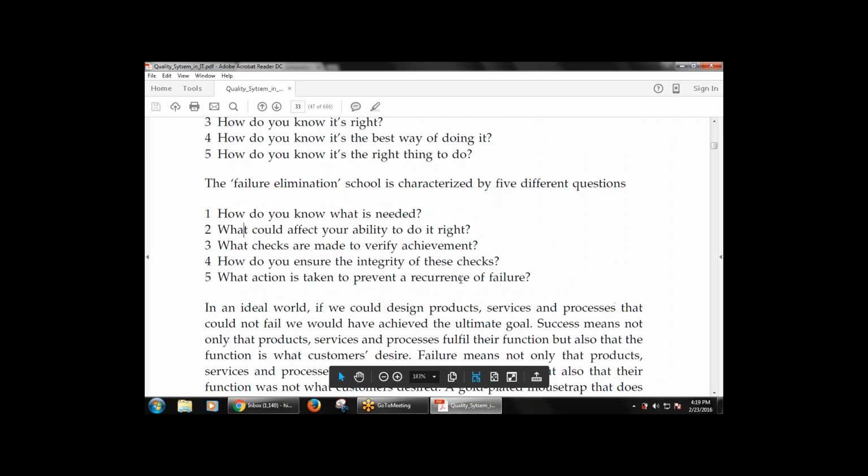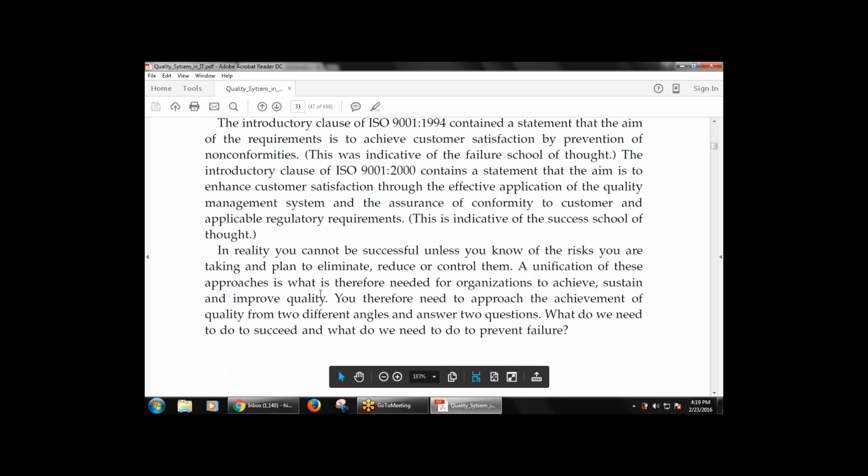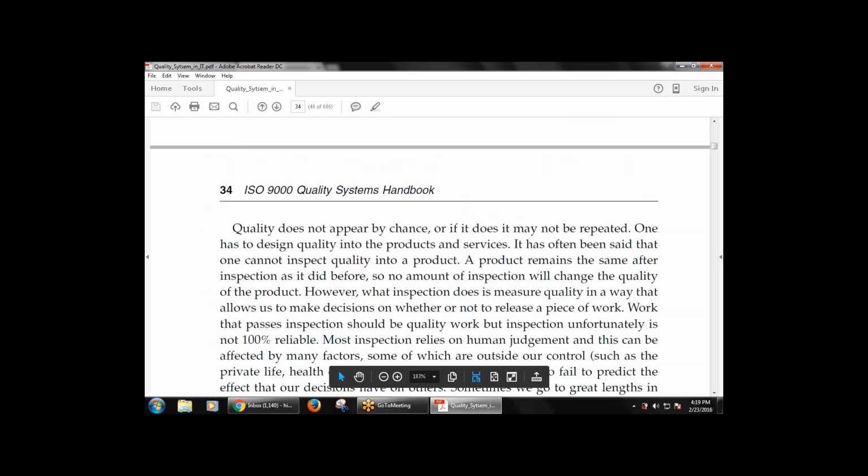So these are the 5 questions about quality management, and this is the theory. This paragraph tells about ISO 9001, which contains a statement that the aim of the requirement is to achieve customer satisfaction by prevention of non-conformities. So customer satisfaction will be achieved by prevention of non-conformities, used with the 9001 indication, and that is conformity to the user and applicable regulatory requirements. These are the questions being discussed.